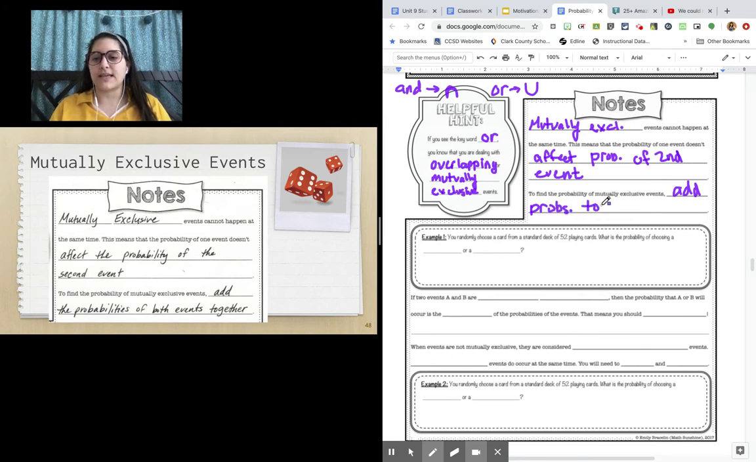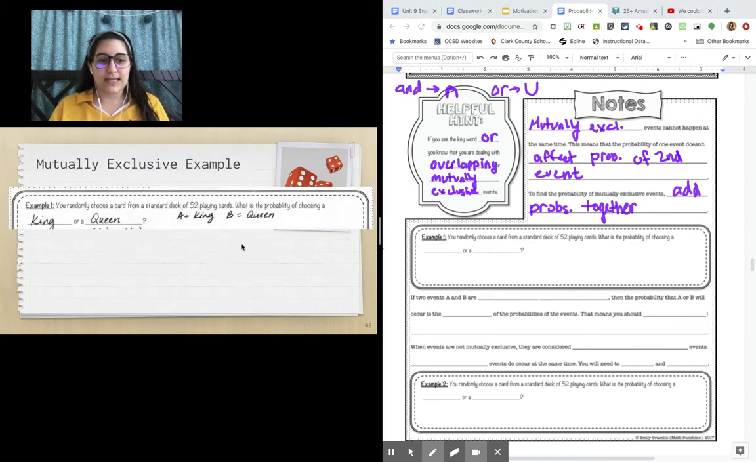And I'm going to do an example here for you in a second. Okay, so all you have to do is add the probabilities together. Really, really simple. Okay, so let's look at an example here. We're going to go back to our deck of cards.